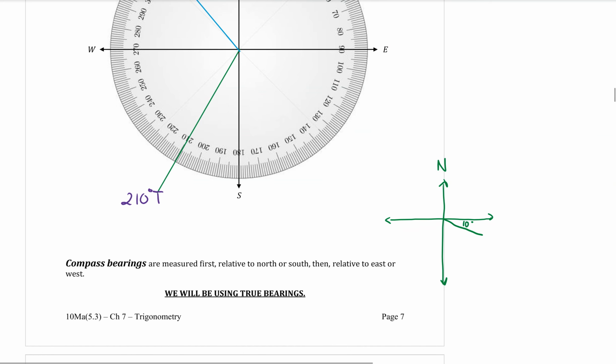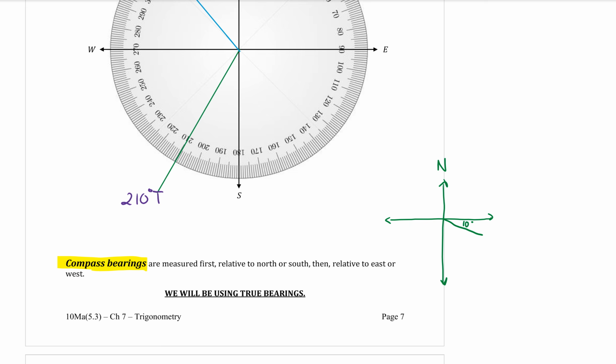Okay, that seems pretty straightforward. Let's have a look at the second type. We now want to have a look at compass bearings. Compass bearings use the north and the south as a reference point to start with. So compass bearings are measured first relative to the north or the south, and then relative to the east, how many degrees towards the east or to the west.